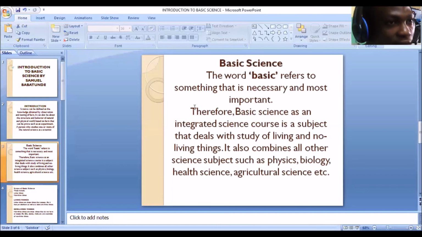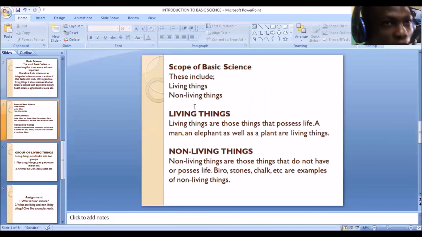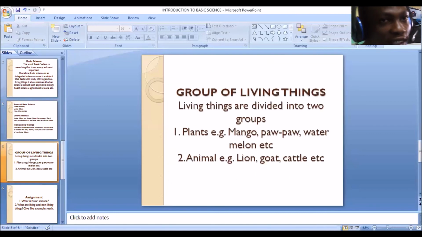And then we talked about the scope of basic science, which includes the living and the non-living things. Living things are those things that possess life, and non-living things are those things that do not possess life. And I gave you some examples. Now, how are living things grouped? Living things are grouped into two, which are the plants and animals.